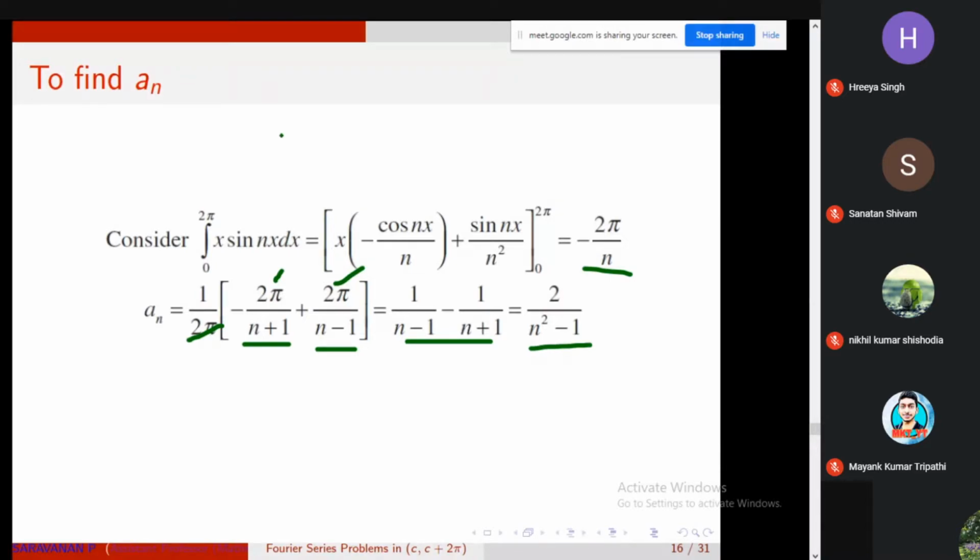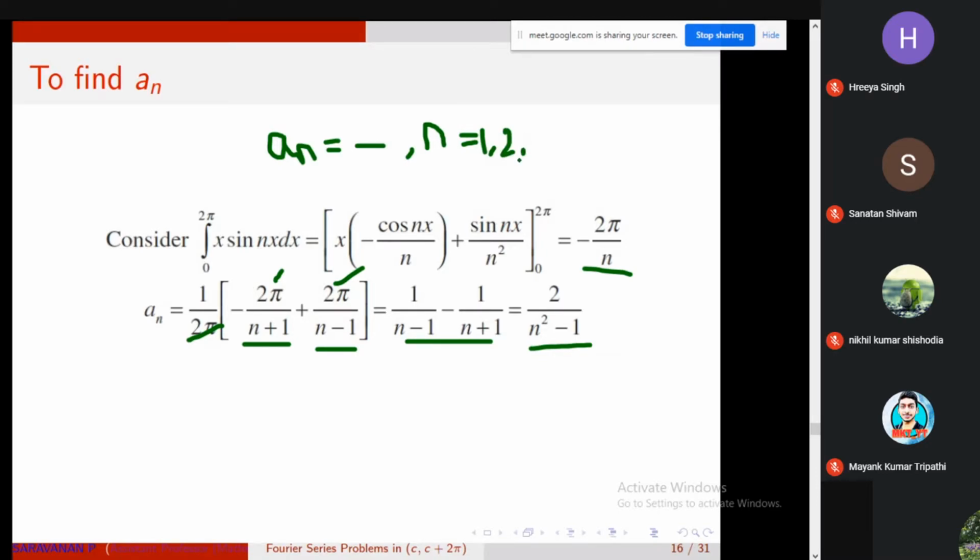And remember, in the summation, an is there for this value, where n varies in an from 1, 2, 3, etc.